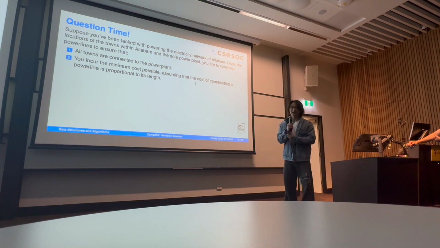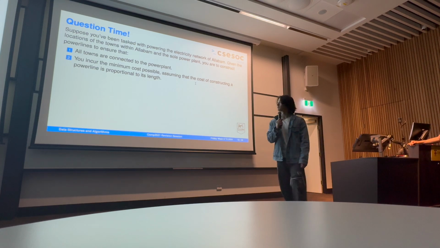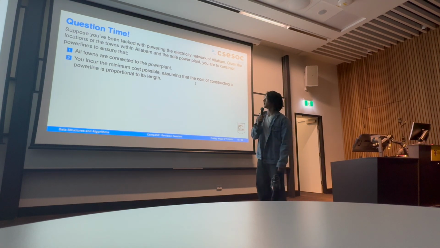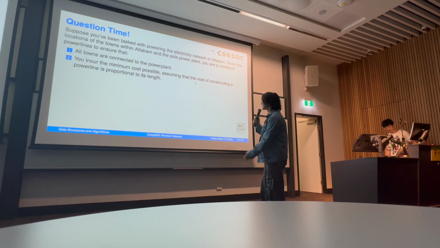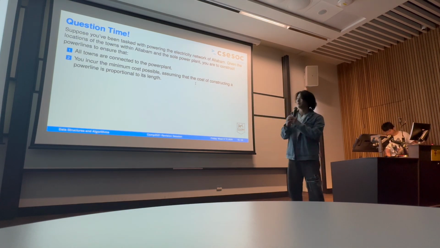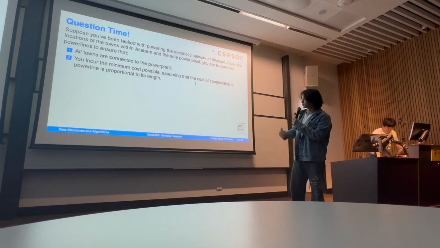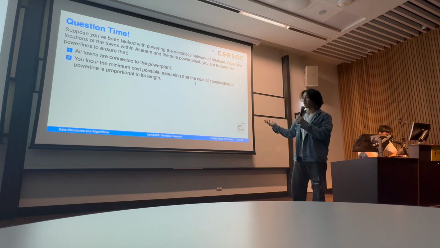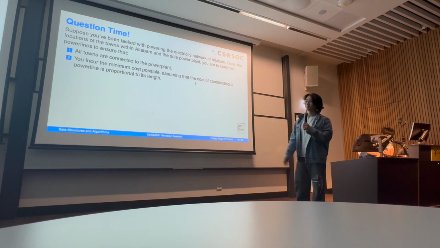So in this case, the MST has been kind of disguised, but you can see that the first condition aligns with the fact that the MST has to contain all nodes, right? If you imagine each town as a node and the power lines as edges. And then the second condition is what makes the MST an MST: that you incur the minimum total cost, right? So we find the minimum spanning tree.